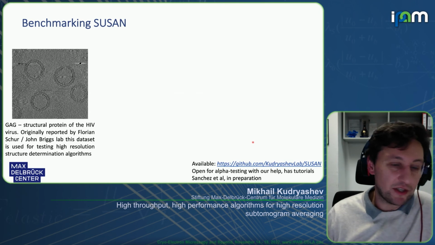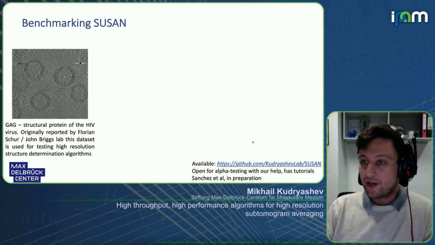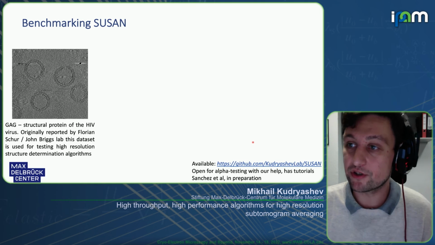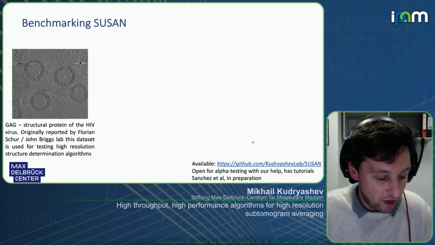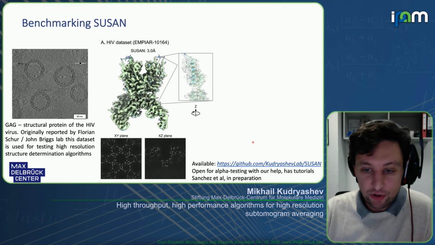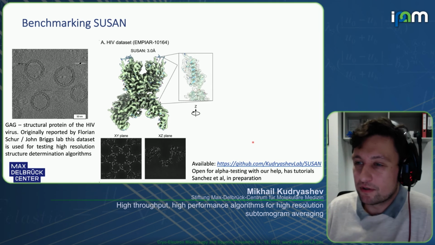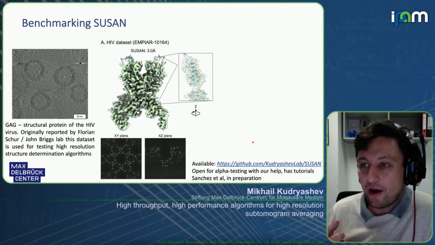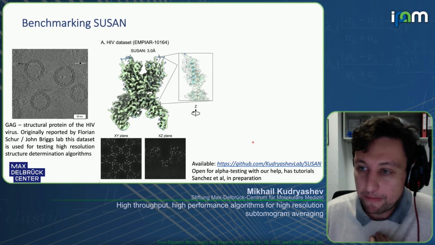So the second data set is a little bit more challenging. It's GAG, the structural protein of the HIV virus. I showed you already, this is one of the structures that actually does go to high resolution. People typically benchmark the algorithms using this data set, and it also gave us a good structure. It matches the structure using M, and M clarity is basically 3.0 angstrom, and it's a good structure.